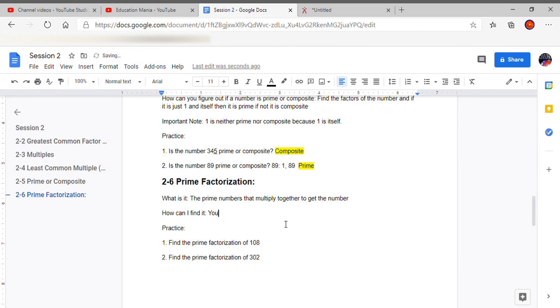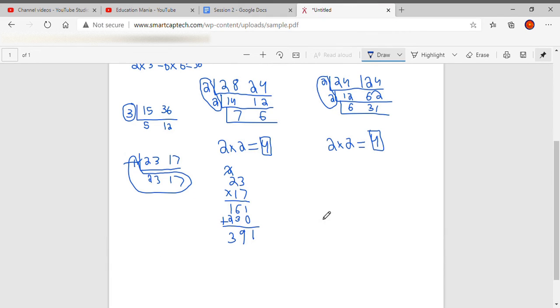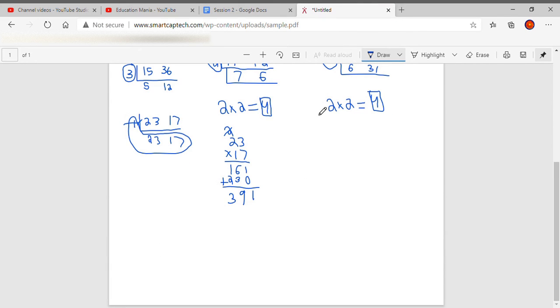You can find it by using the factor tree, which I will show in a bit. Actually, I'll show it now before we do this practice. It's only with one number, just so you're not confused. LCM and GCF are two numbers. Prime factorization is with one number, unless you're comparing two prime factorizations. So let's start with what's the prime factorization of 72.